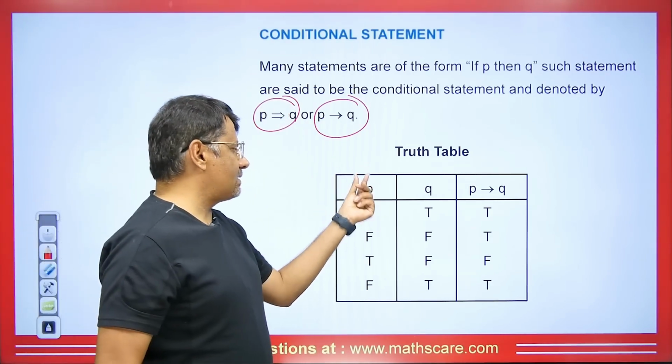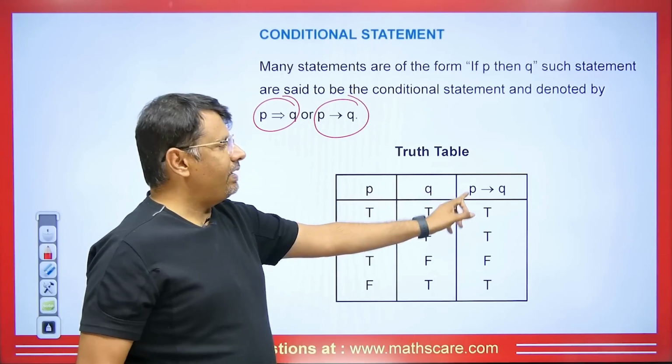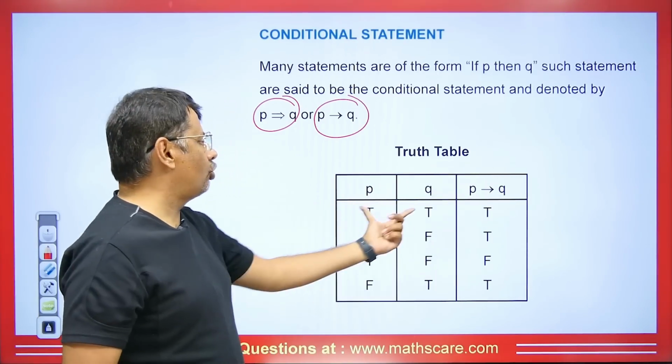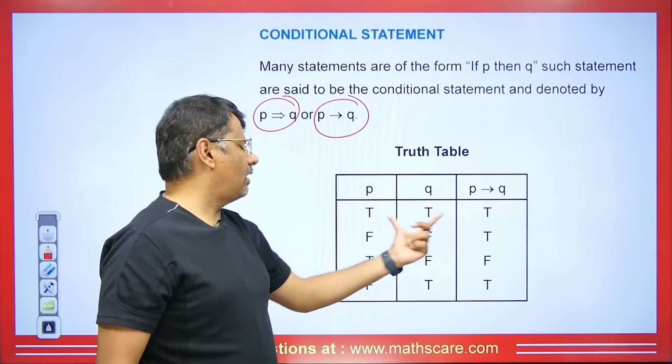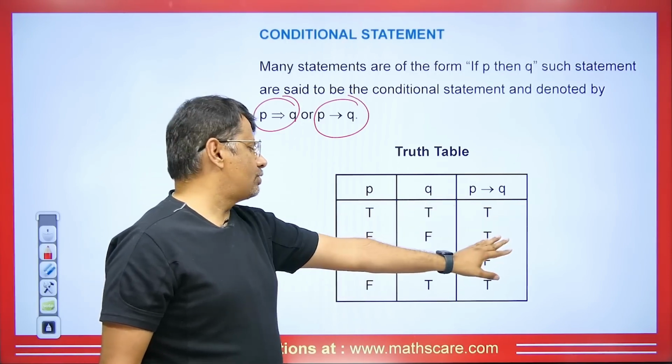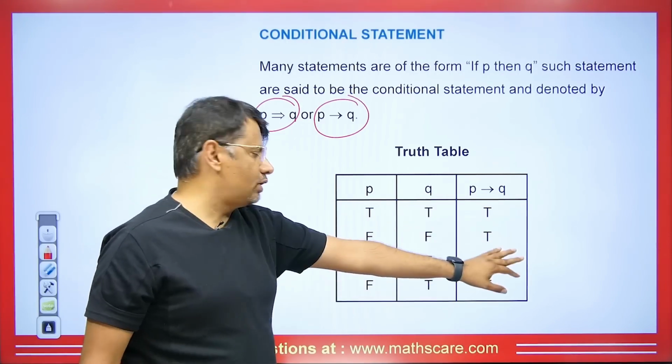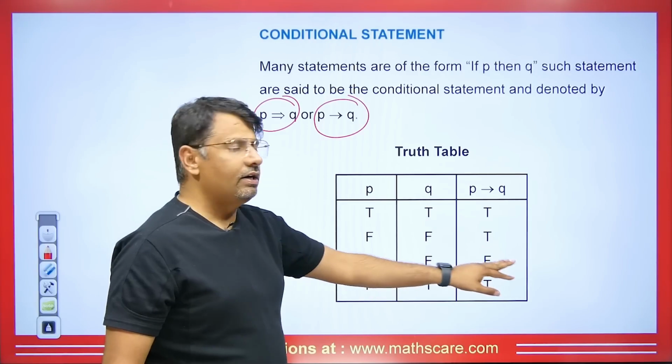So students, if P and Q are given to us like this, what will be P implies Q? If both of these are true, then this will be true. If both these are false, then it will be true. If one is true and the other false, then it's false. If this is false and true, then this will be true.